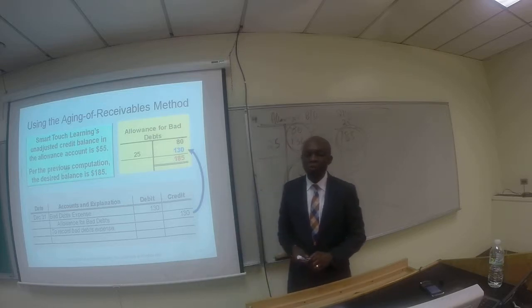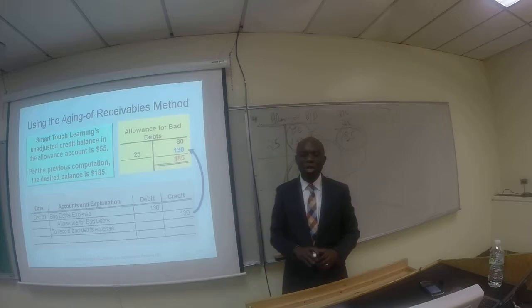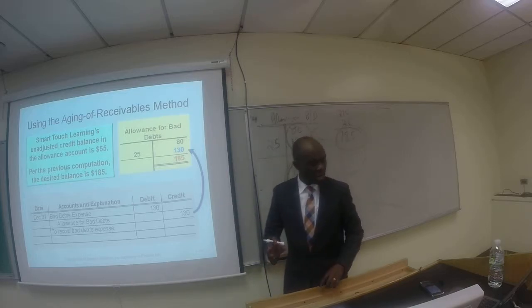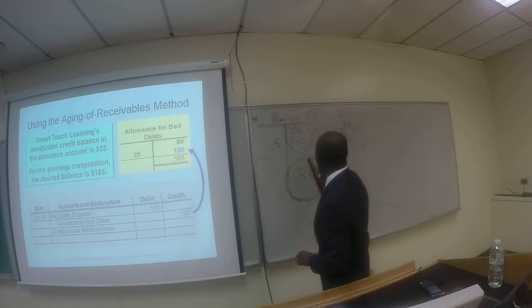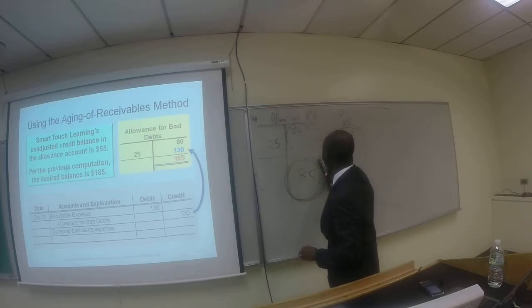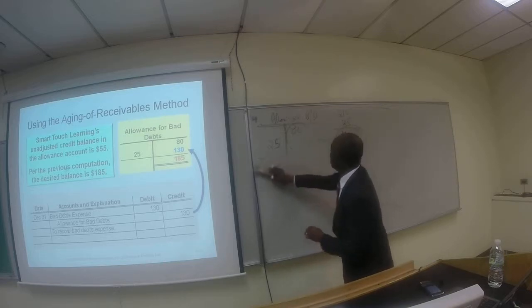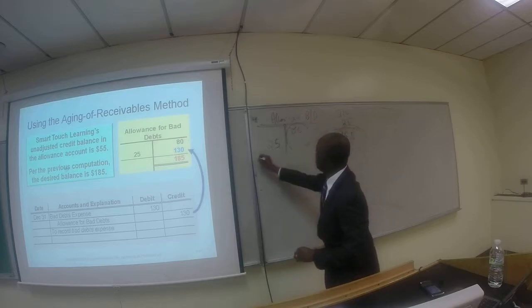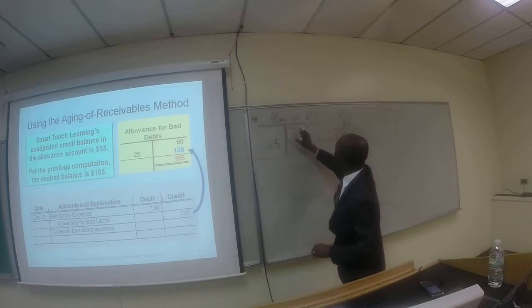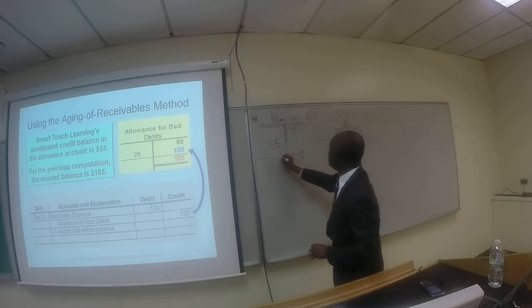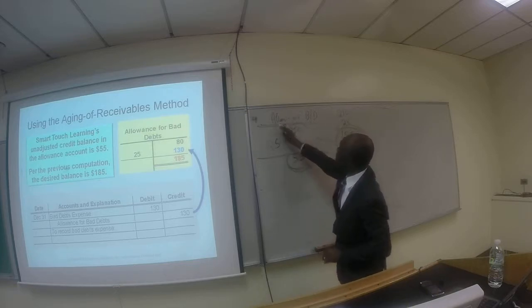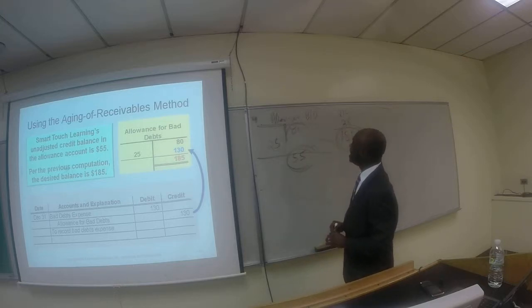alternatively, take a look at what the slide said here. The unadjusted credit balance, I skip this step. The unadjusted credit balance here is 55. So we have 80, we have 25. The difference between 80 and 25, this is the step that is skipped, is 55. All right? So we have a credit balance of 55 in the allowance for bad debt.